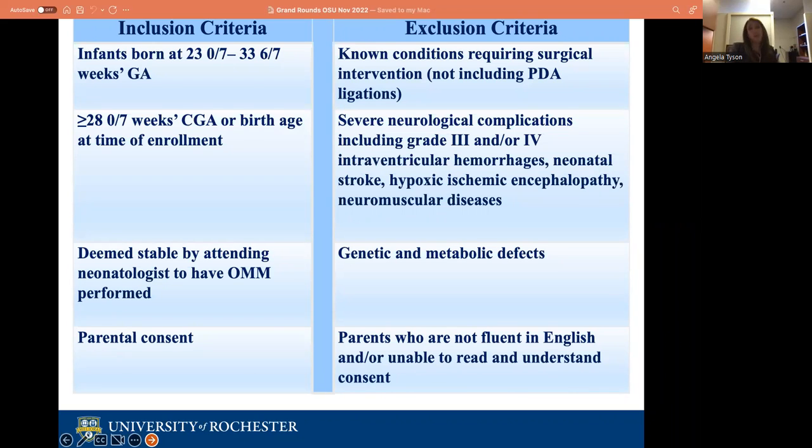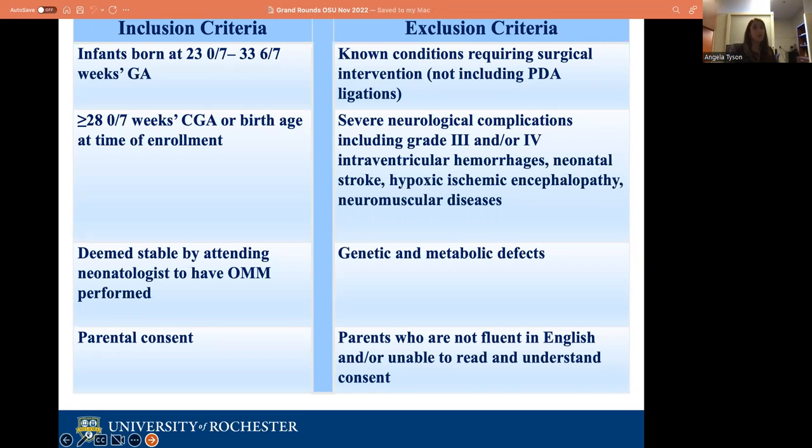So to go for OMM, you just have to fit the gestational age criteria that I'm studying. You have to be deemed stable by an attending. You have to have consent from a parent. And then when do you start OMM on a premature infant? There is zero data, none, to state when you start.